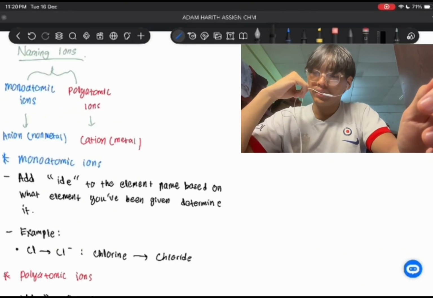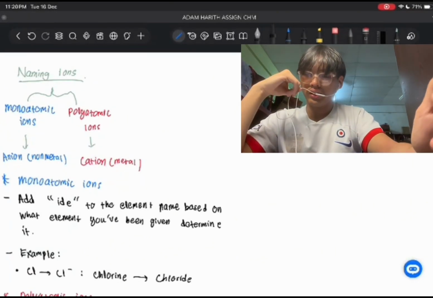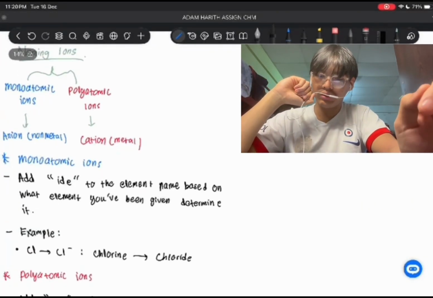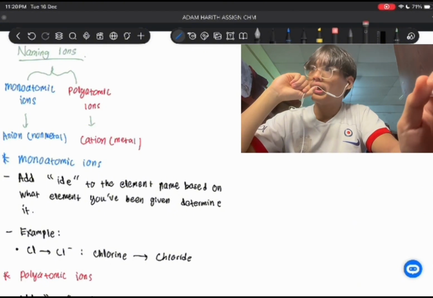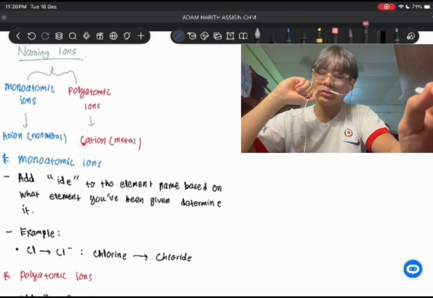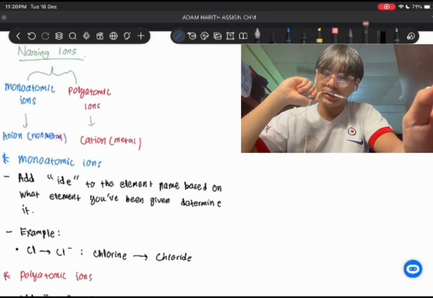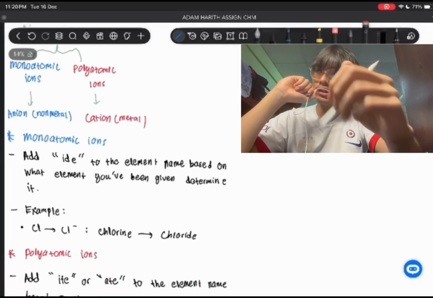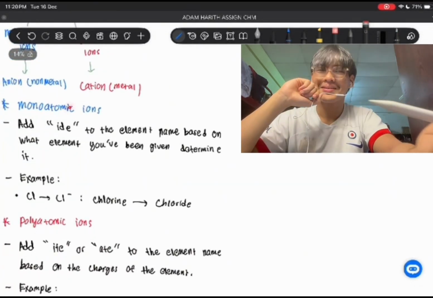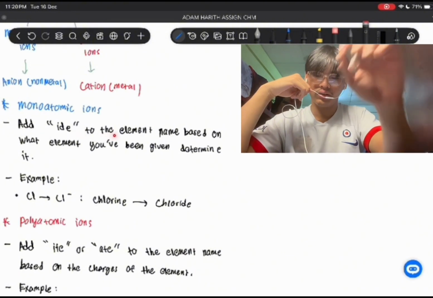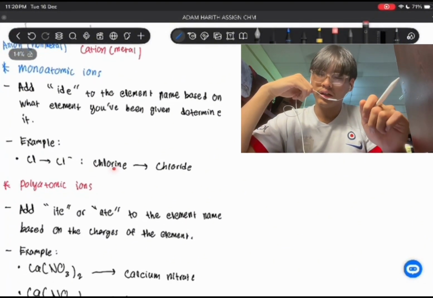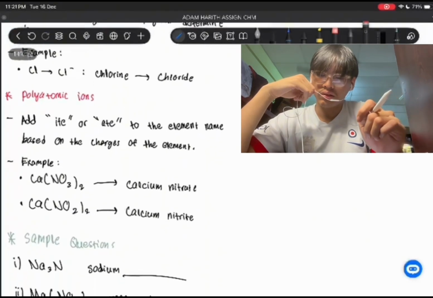Okay, for today, I'm going to teach you about polyatomic ions. So there are two types: monoatomic ions and polyatomic ions. For monoatomic ions, the anion is a non-metal, and for polyatomic ions, the cation is a metal. For the monoatomic ion, add -ide to the element name based on the element you've been given. For example, chlorine becomes chlorine negative, that is chlorine to chloride.